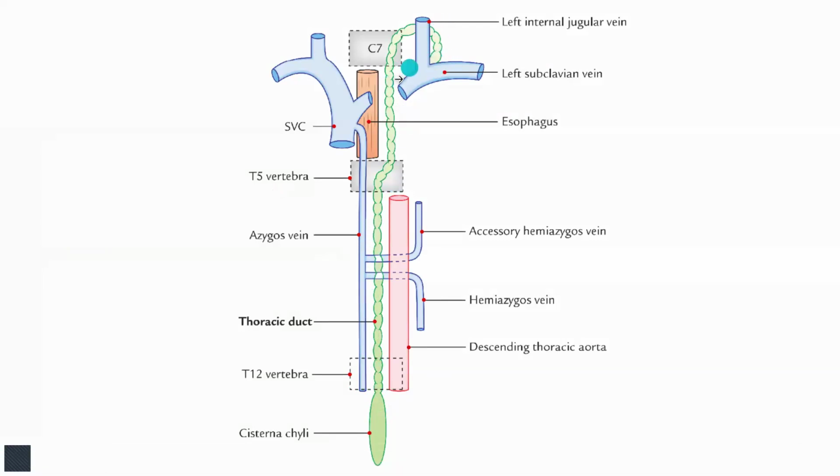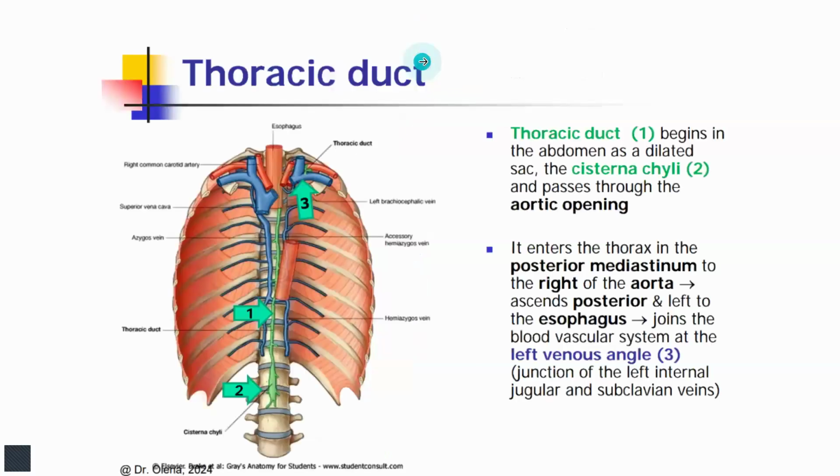It's important that you mention it's the angle or the junction between the left internal jugular vein and the left subclavian vein. It's not just the left subclavian vein or the left internal jugular vein. These two are really good distractors, but the correct answer is the junction between these two. Another name for this angle is the left venous angle. And this is the reference.